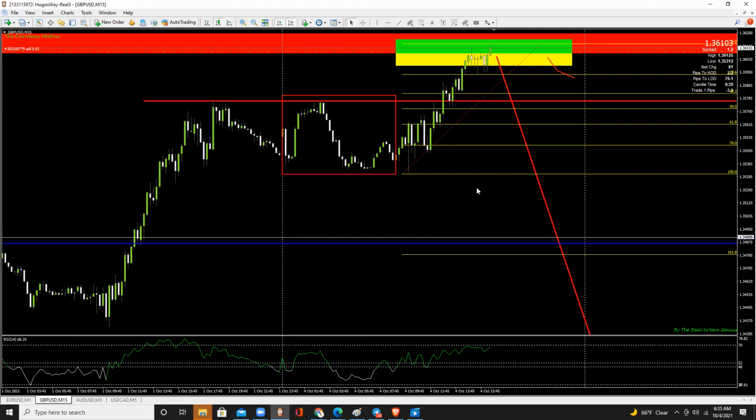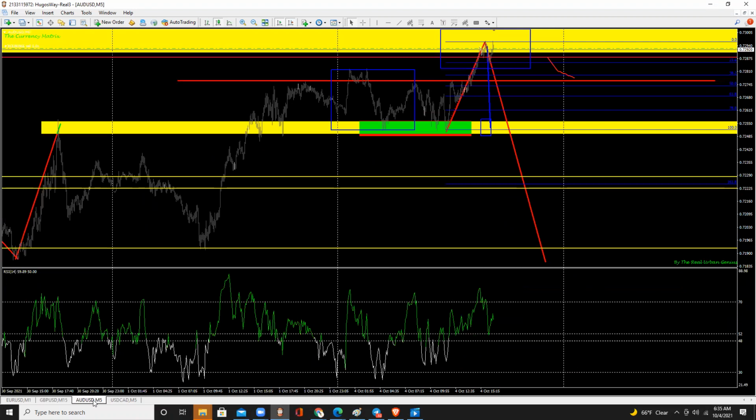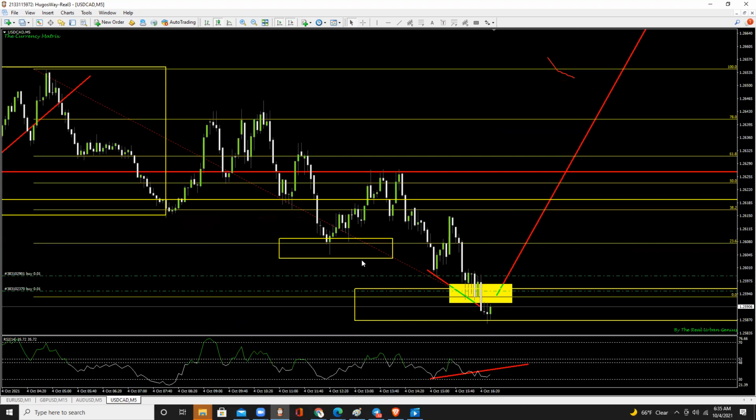So with that being said, we have a sell here on pound USD, a sell here on Aussie USD, and the long here off USD CAD. Any questions about those particular three trades that we've analyzed this morning? I'm holding the USD CAD, the pound USD and the Aussie USD throughout the day.